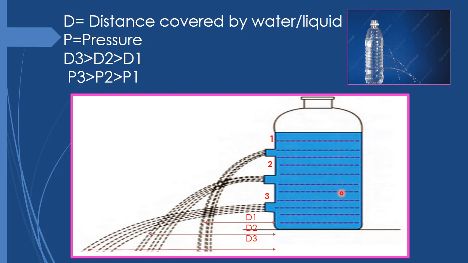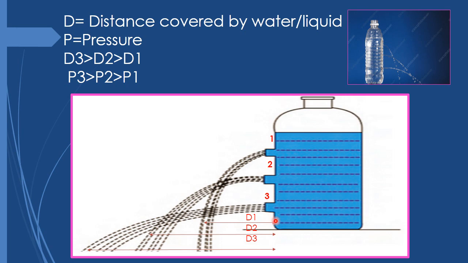Why does the water come out from all the 3 holes? Because water exerts pressure on the wall of the container. The other thing you will notice is that the water from the first hole, here it is coming out and it covers this much distance, that is D1 from the bottle, right? And the water which comes out from the second hole, it covers D2 distance. And the water that comes out from the third hole covers a distance D3, right? And you can see the maximum distance is covered by the water which comes out from the third hole.